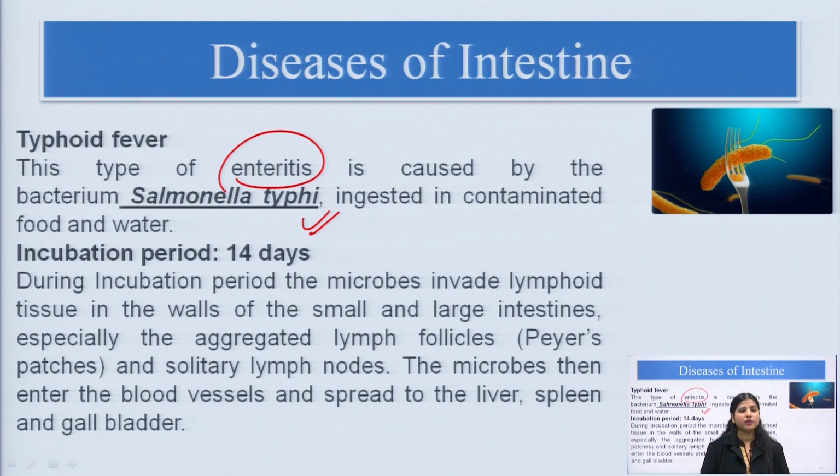So, 14 days will be required to show the symptoms by a particular person who is the carrier of the Salmonella typhi. Now, during the incubation period, the microbes will invade the lymphoid tissue which is present in the small or large intestine. Specifically, they will invade the areas of aggravated lymph follicles, which are called Peyer's patches, and solitary lymph nodes, which are smaller lymph nodes.